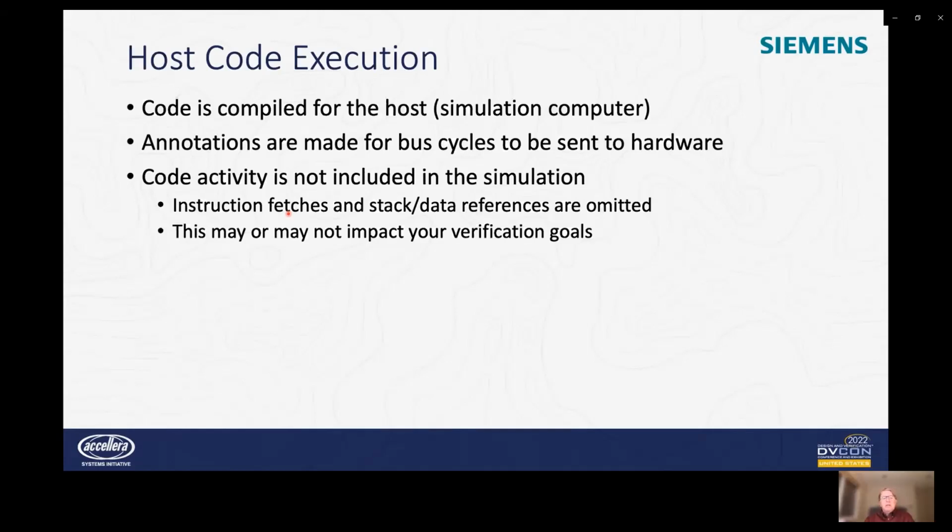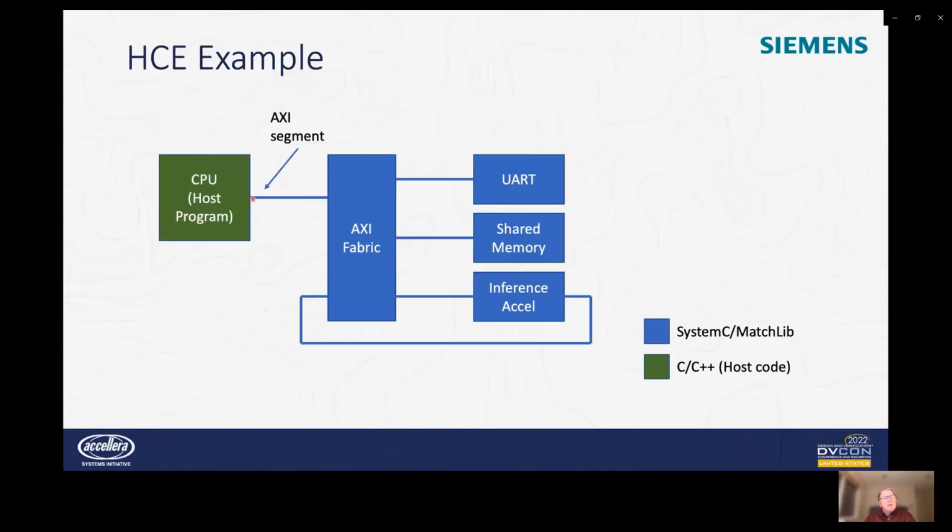So it may be best to run it this way and then go back and do slower simulations for performance. If the processor isn't participating in the overall computations, it's just setting some registers and saying go, then this is probably going to be sufficient. So here's what our HCE example would look like. We've got our host program, our AXI fabric, and our peripherals. These are all modeled in SystemC with MatchLib, and we've compiled our host program to a C++ representation.